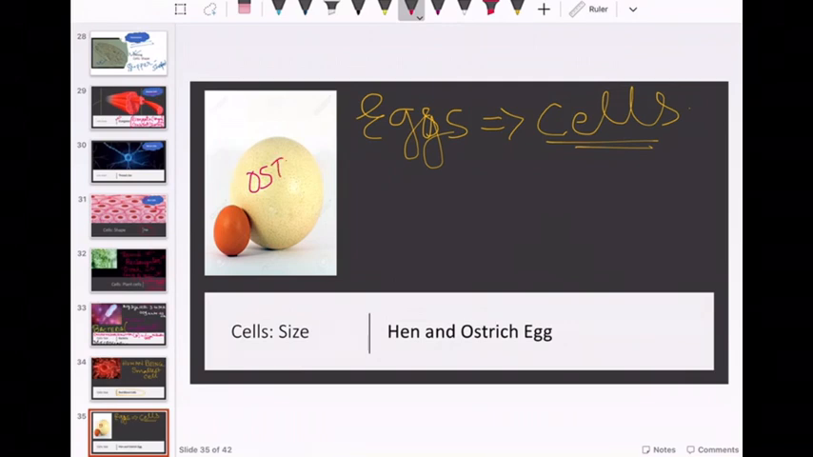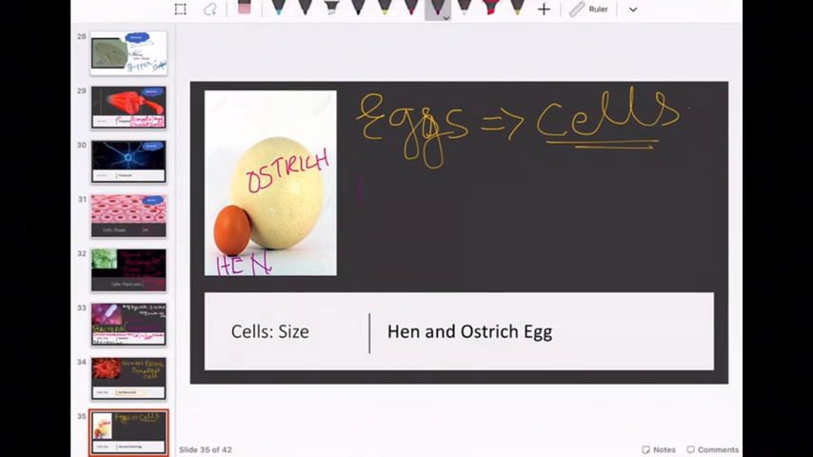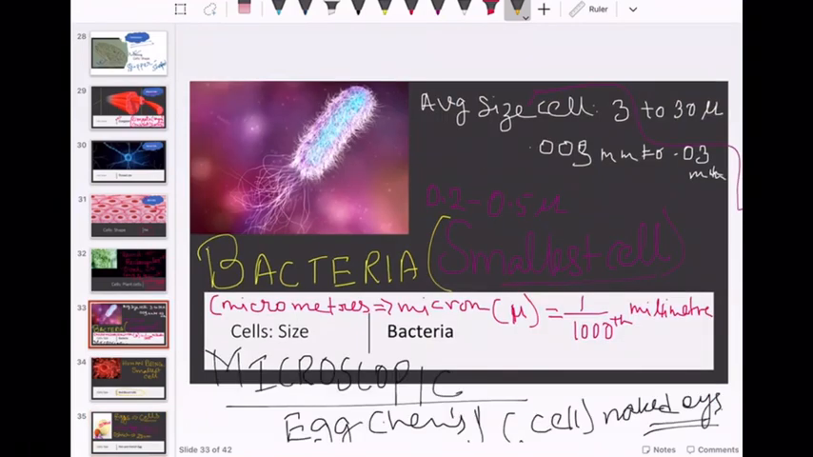And we can see the picture of an ostrich egg here. This is an ostrich egg. You can see how big an ostrich egg is as compared to the egg of a hen. This is a hen's egg, and this big one is an ostrich egg. It has been seen that the size of a hen's egg is up to 6 centimeters, and in case of an ostrich egg, it is up to 23 centimeters.